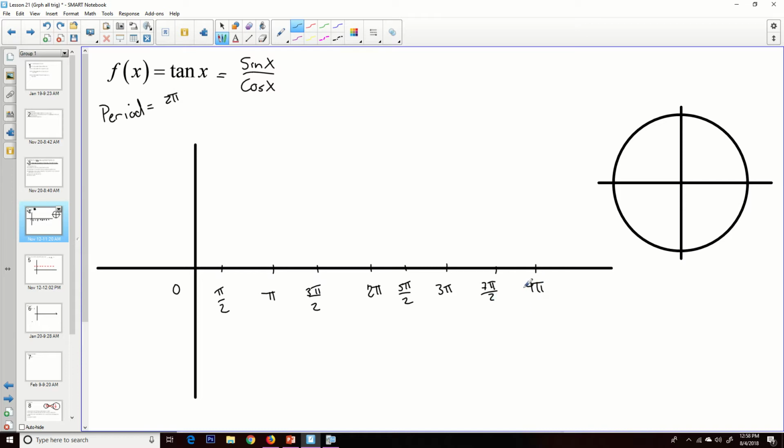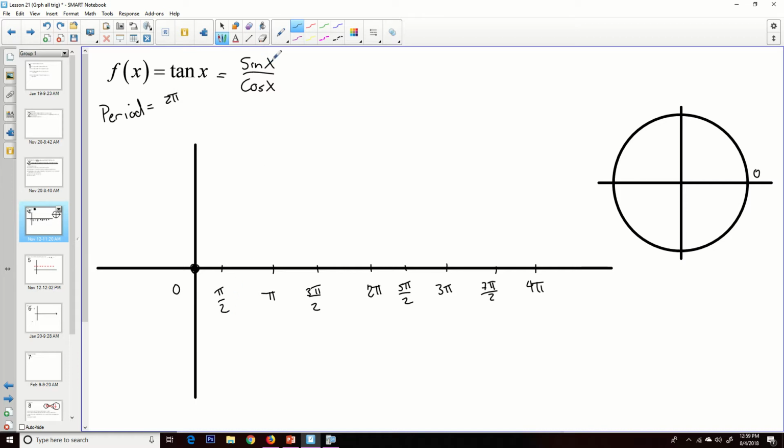All right, so again, we have no amplitude. We don't have any up-down shift. We're pretty good. We can start plugging in, and we'll start with 0. The sine of 0 is 0. The cosine of 0 is 1. So 0 divided by 1 is 0. There is our first point. We're started.